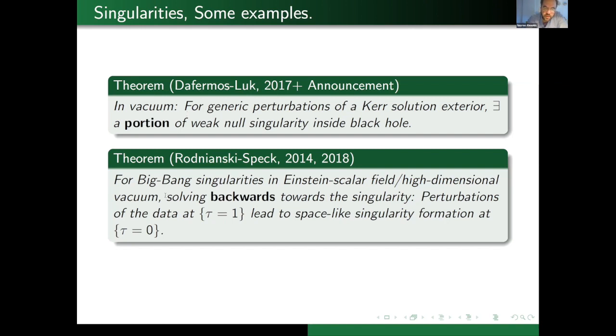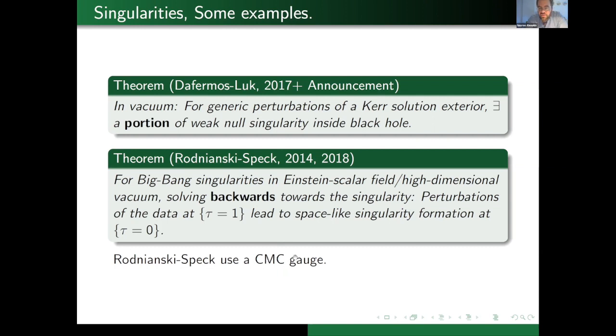And more related to what I will present here, Rodnianski and Speck, first in 2014, then in 2018, have studied Big Bang singularities with a scalar field, stiff fluid, or in very high dimensions, more than 50 or something like that, in vacuum, where the equations admit isotropic or near isotropic solutions. They can take perturbations of these and solve backwards and derive these AVTD dynamics. Okay.